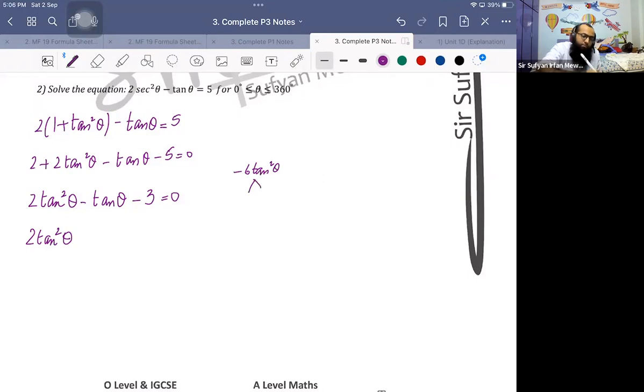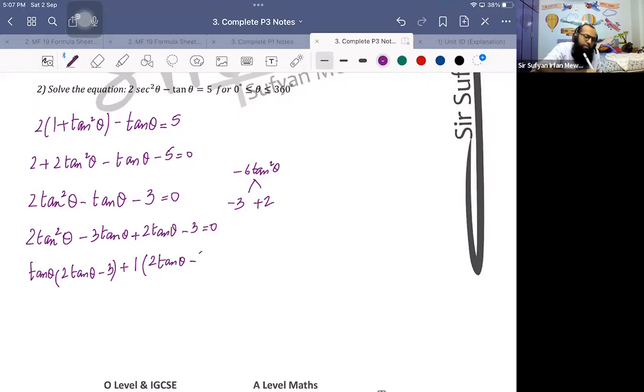The factors could be minus 3 and plus 2, because minus 3 plus 2 will give you minus 1, and minus 3 multiplied by 2 will give you minus 6 as well. So I can write minus 3 tan theta plus 2 tan theta minus 3 equals 0. You can take tan theta as common from here. It will give you 2 tan theta minus 3. And from here we can take 1 as common. So we are going to get 2 tan theta minus 3 equals 0.